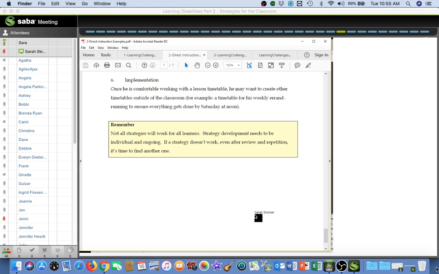Time management. So the learner knows as soon as they see a particular coding, and they know instantly what they have to do. I think this is fantastic, and certainly with learners that also have visual processing challenges, that can be very critical. So remember, not all strategies will work with all learners, and some strategies may take longer to implement than others. It needs to be individual. It needs to be ongoing. The dialogue has to be there consistently. If a strategy doesn't work, even after review and repetition, it's just time to find another one or to make the changes to make it effective for that learner, for you as an instructor, and for the classroom as a whole.